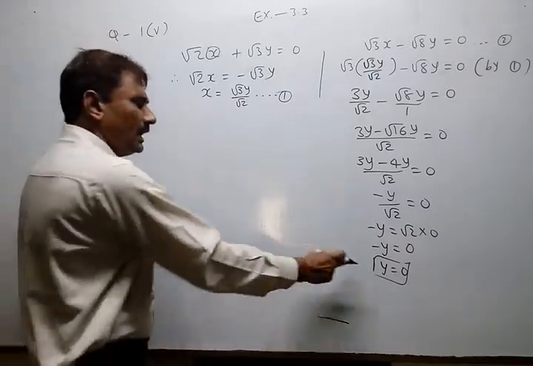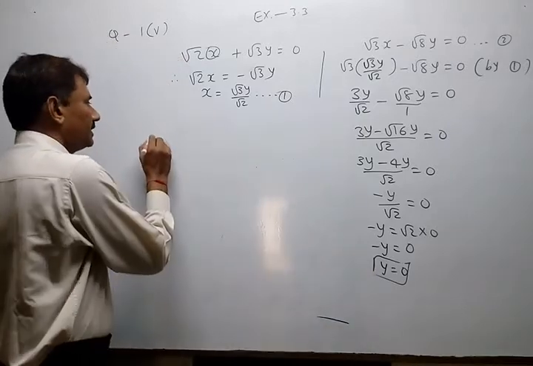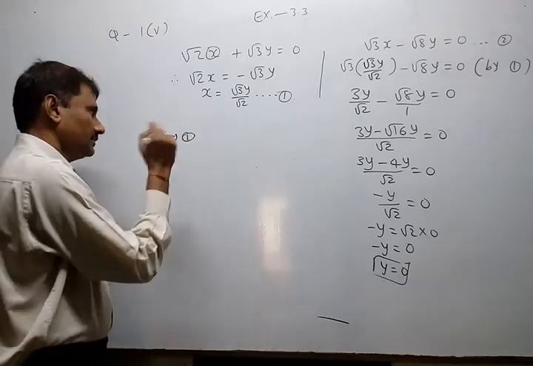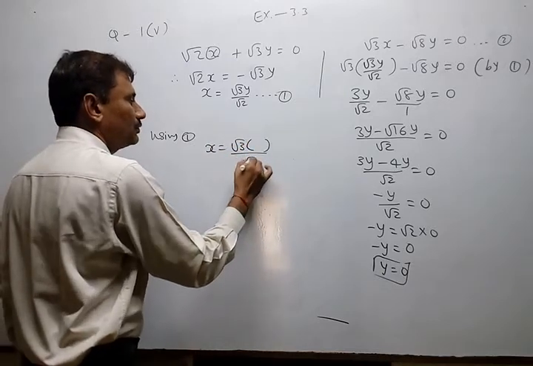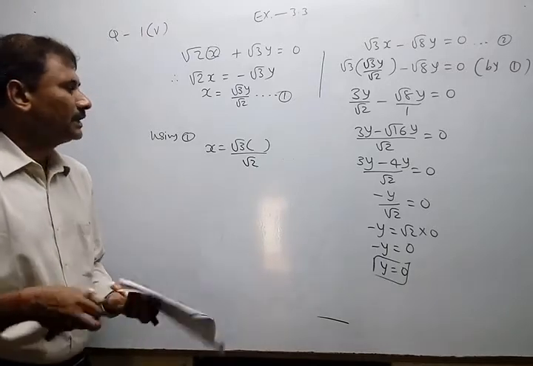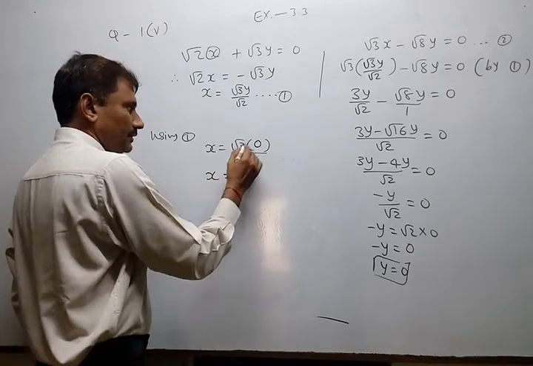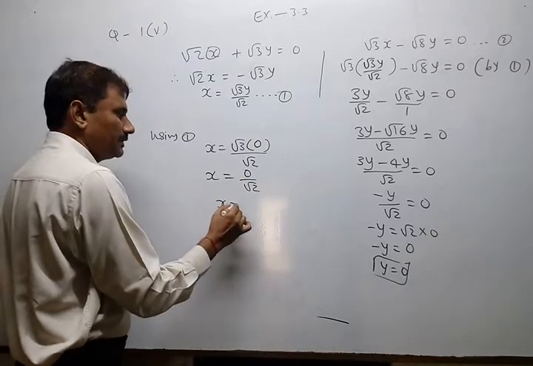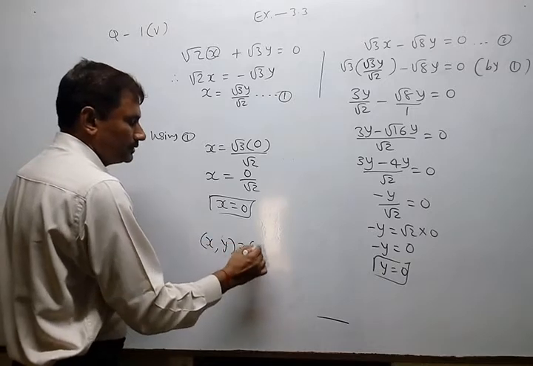Now, every time after getting one value, just use it there. Otherwise, write substituting the value of y in equation number 1. So x equals root 3 y upon root 2. Y is 0. So obviously 0 into any number is 0, and 0 upon any number is again 0. So we got x and y both 0.